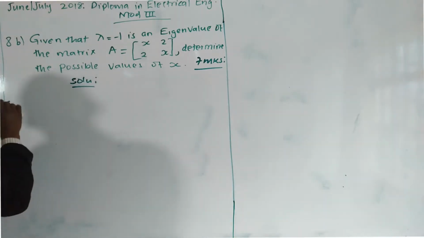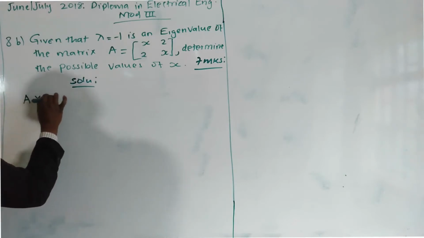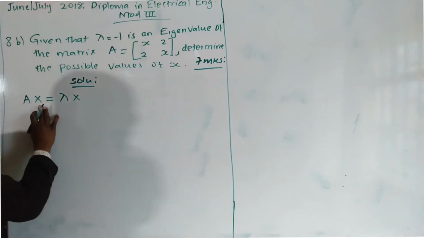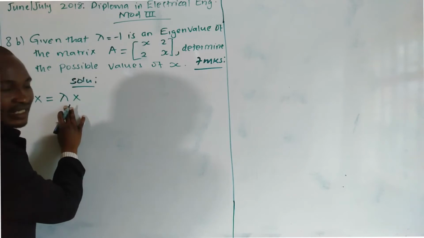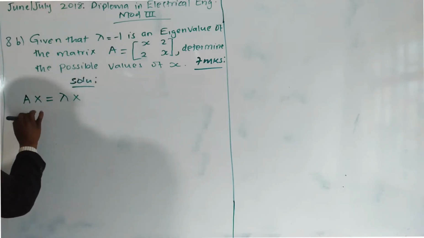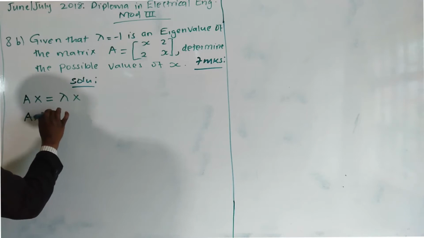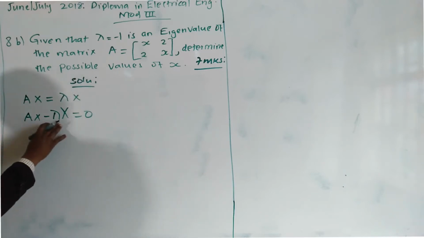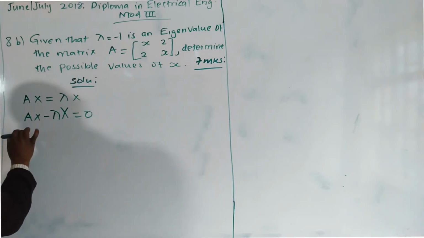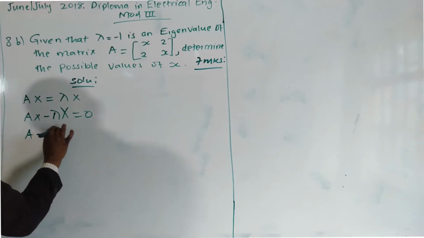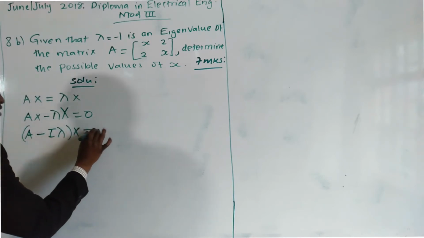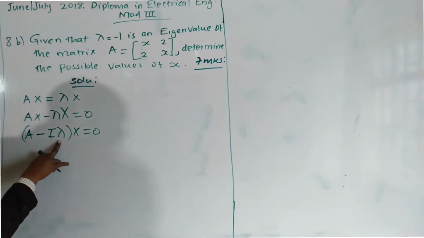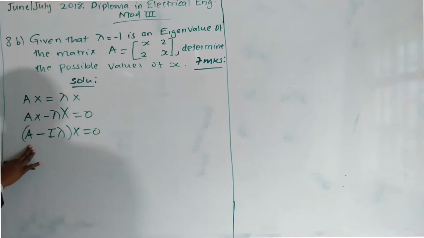Remember the equation that Ax is equal to lambda x. We said A is a square matrix, x is a column vector, lambda is a scalar. So we have Ax minus lambda x is equal to 0. We bring lambda x to the other side of the equation, which will give us (A minus lambda I)x is equal to 0. We said we introduce this unit matrix I because we can only subtract a matrix from a matrix.